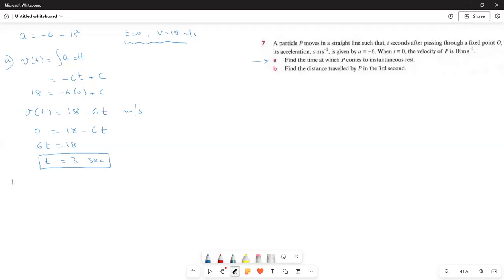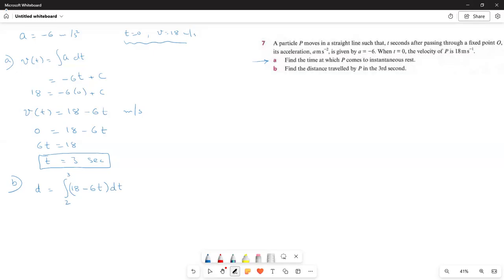Now let's do part B. It says find the distance traveled by P in the third second. Third second means that the time goes from 2 to 3, right? In order to find this distance, I need to integrate the velocity. I'm mixing up these two terminologies. 18 minus 6t, I need to integrate this from 2 to 3. Does it make sense or no?